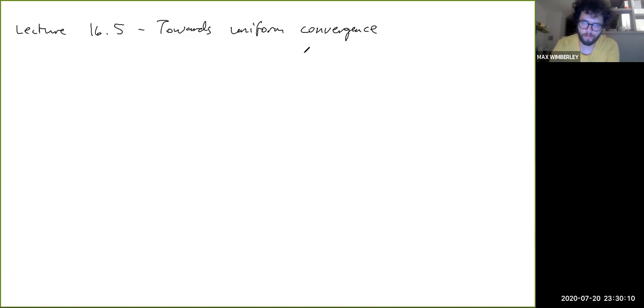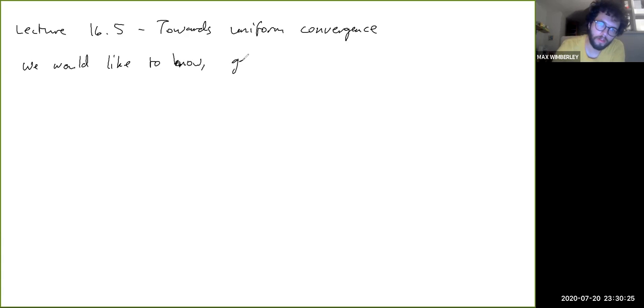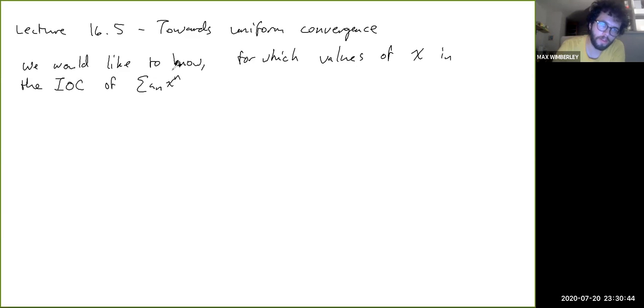Okay, so let's say we would like to know for which values of x in the interval of convergence of a power series, the sum of a_n x^n, is this series continuous as a function of x.